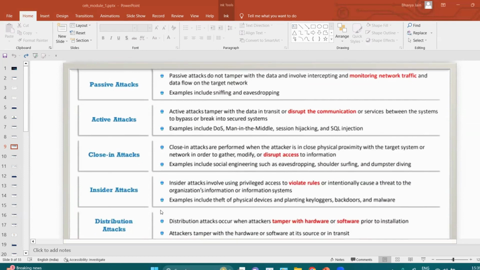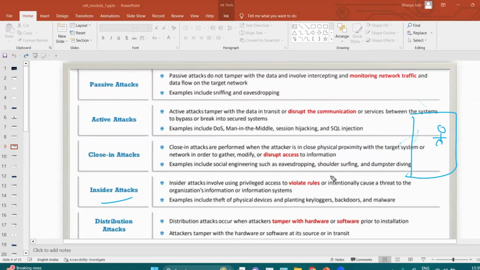Then insider attack. An insider attack is when there's an employee of the company, let's say company A, and that employee is hacking their own company. It is a person from inside attacking the company.